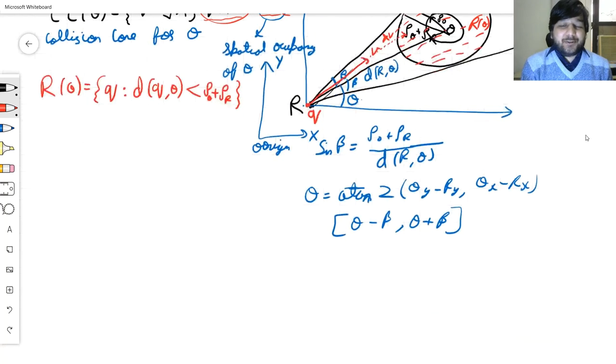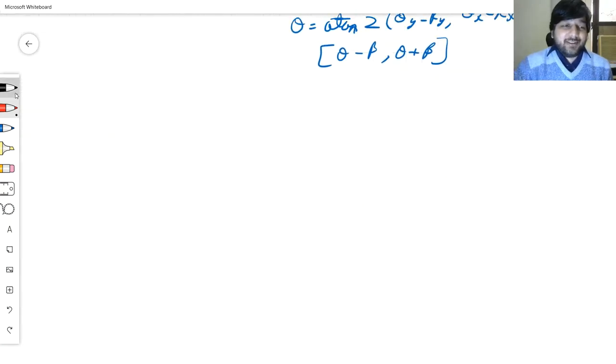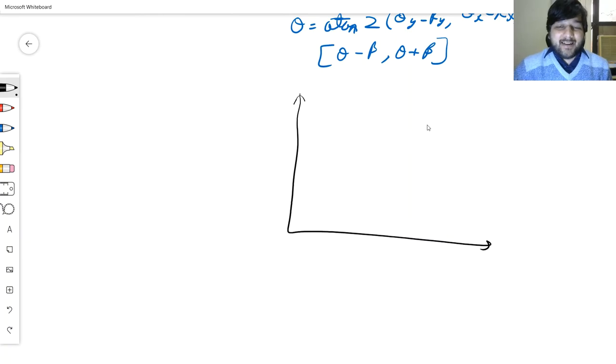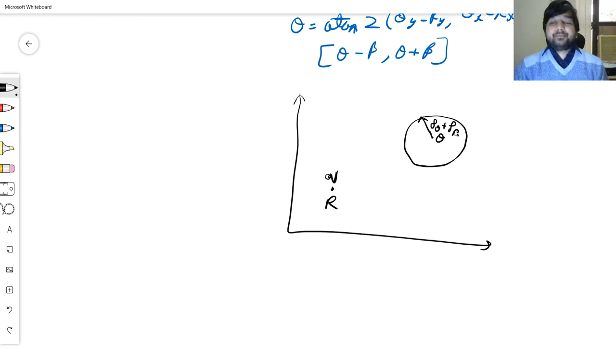Now, one thing that I promised and did not do is consider the velocity of the different agents. So now let me have the same thing. It's a robot R at a position Q, and this is the obstacle O, which I'll just draw as rho O plus rho R. This obstacle O also has a velocity vector, so it is probably moving at any general velocity direction, say V. Now what do I do? Because now my calculations don't hold good, I'll have to do something about it.